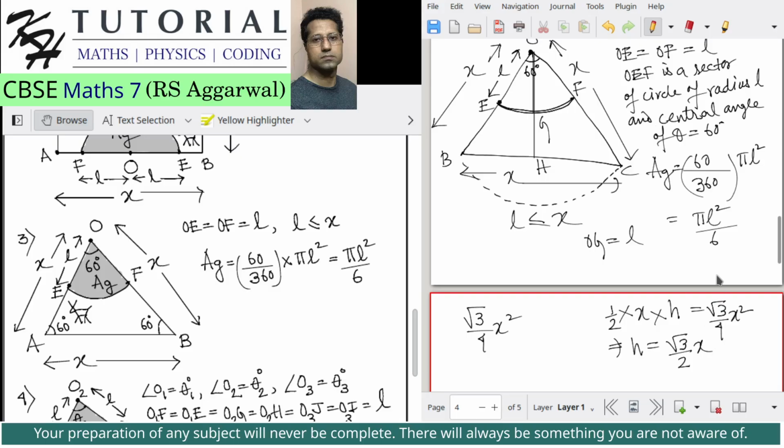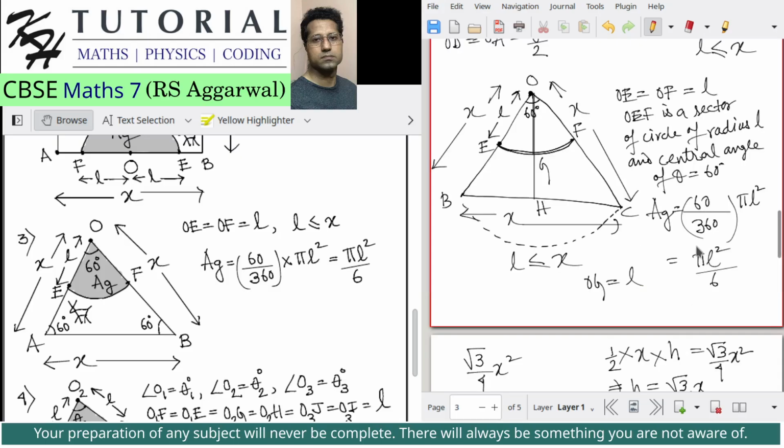So the maximum length of the rope, that is small l, in terms of the side length of the equilateral triangle, will be equal to the height of this equilateral triangle. So basically, when the length of the rope is equal to the height of this equilateral triangle, which is OH, which is equal to √3 by 2 x, then the scenario will be like this.